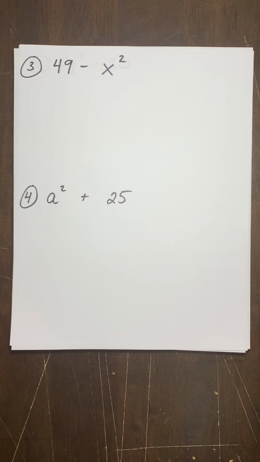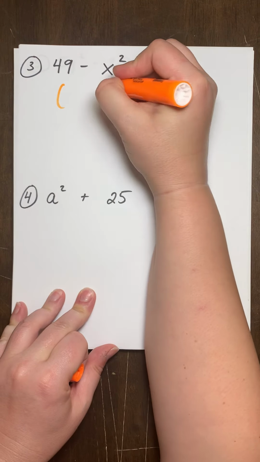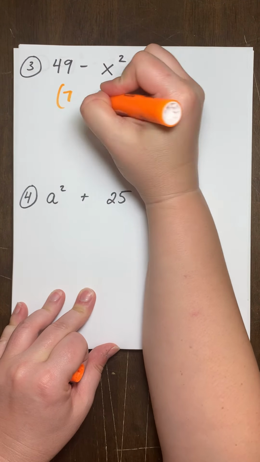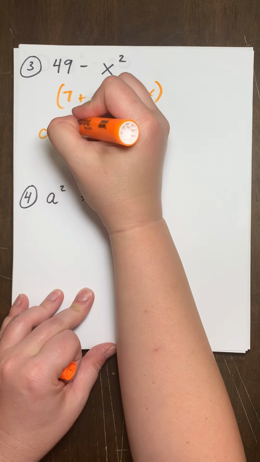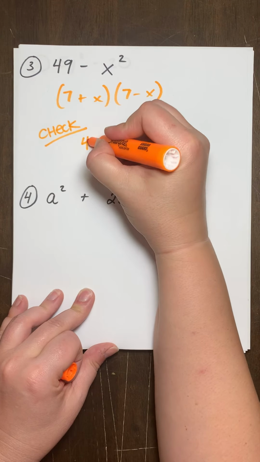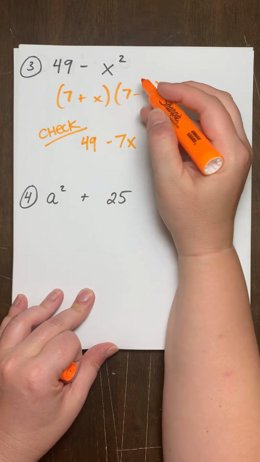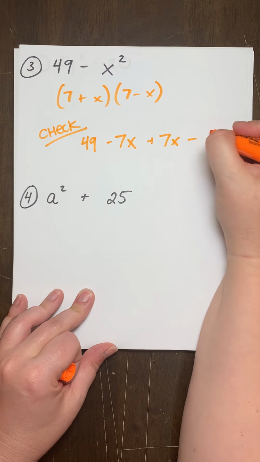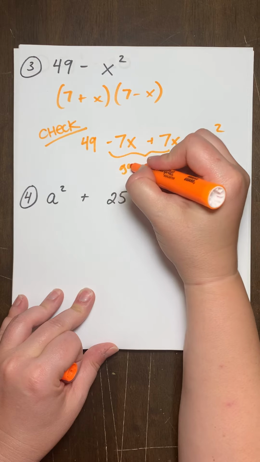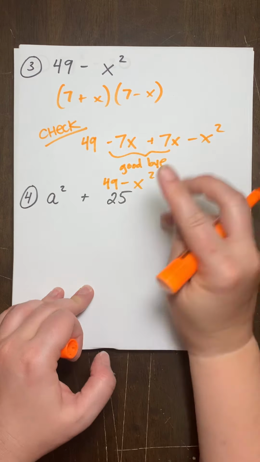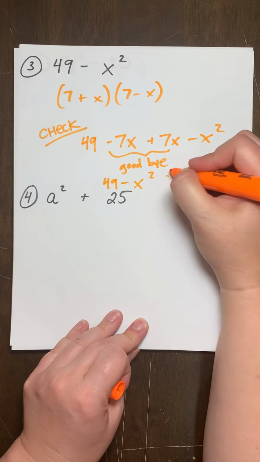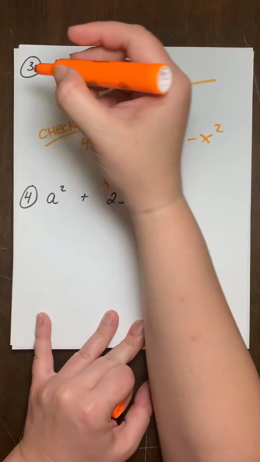Square root of 49, square root of x squared. One's a plus, one's a minus, doesn't matter. 7 times 7, 7 times negative x, x times 7, x times negative x. 49 minus x squared, 49 minus x squared. Beautiful, there's my answer.